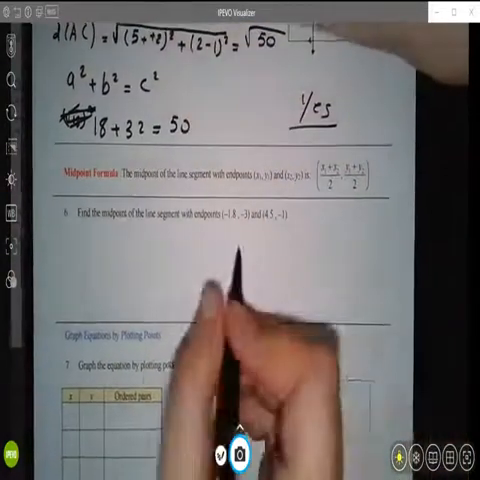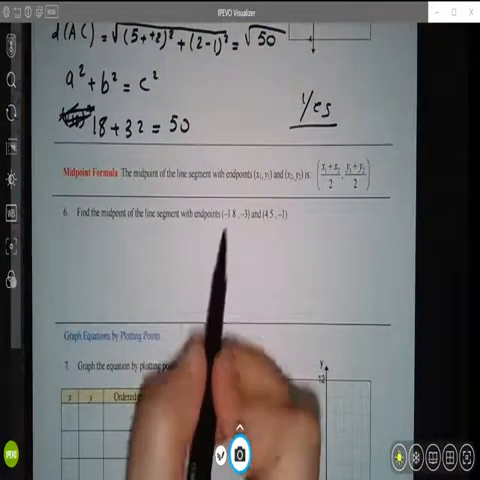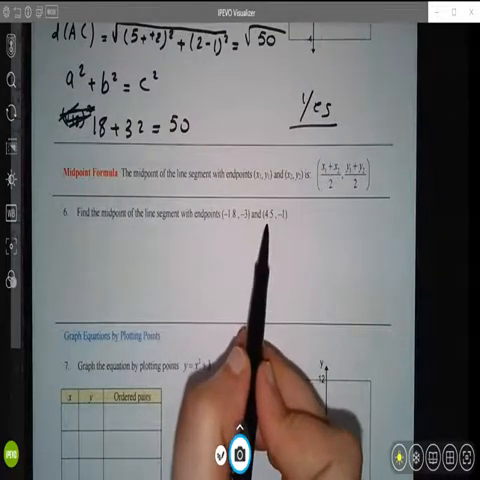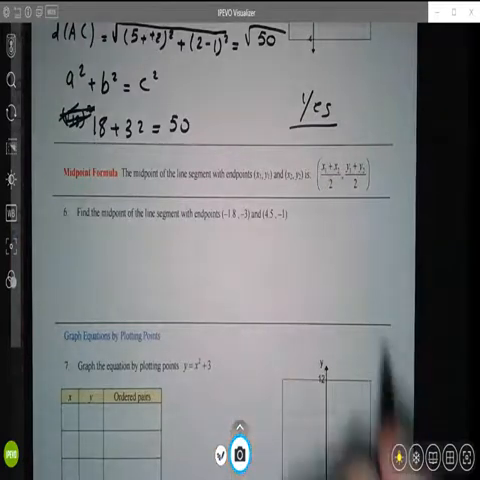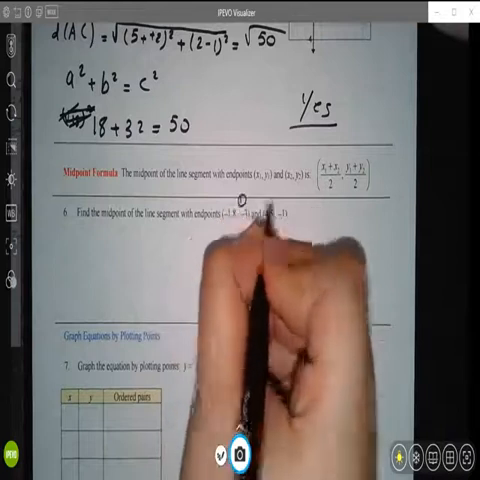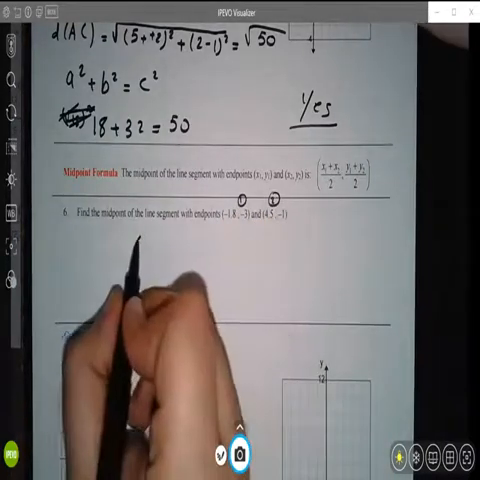So let's try it. We have 1.8, negative 1.8, and 3, negative 3. Second point is 4.5 and negative 1. Using this formula right here, if I say this is my first point and this is my second point, what do we get?